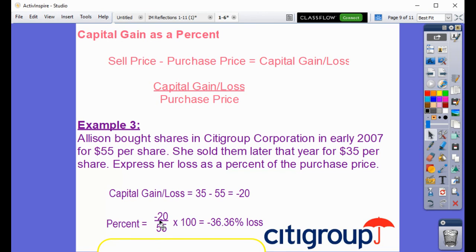So the loss was minus 20, multiply it by 100, and she has a loss of 36.36%. And I guess the thing is, I probably shouldn't have both negative and loss there. To be correct, it would be a 36.36% loss or a capital gain of negative 36%.